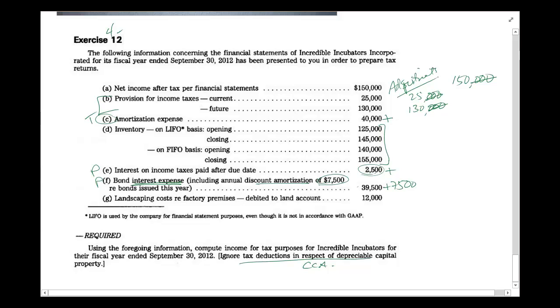Okay, landscaping costs, and it tells us it was debited to the land account. Okay, so we know this is non-depreciable, and so what that means is that's never going to come to income for financial accounting purposes, and so it really is a permanent difference, and we're going to add it back. Okay.